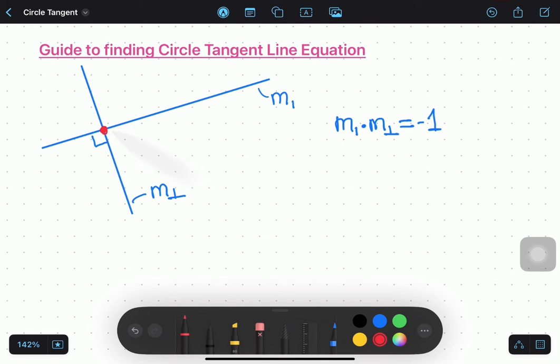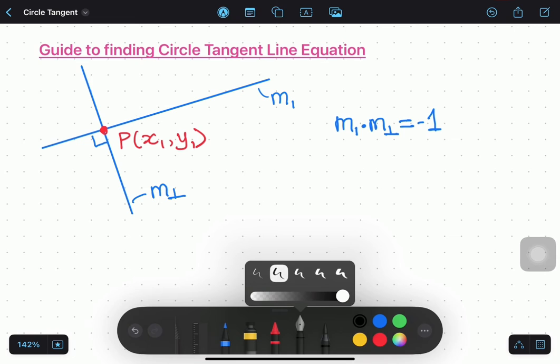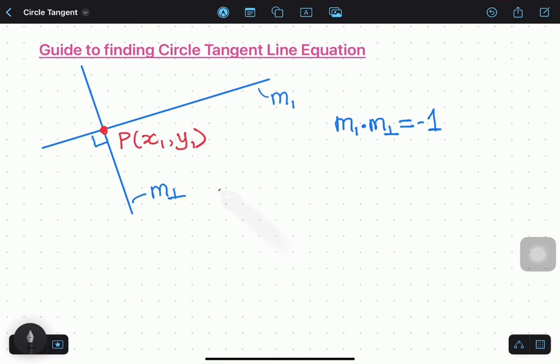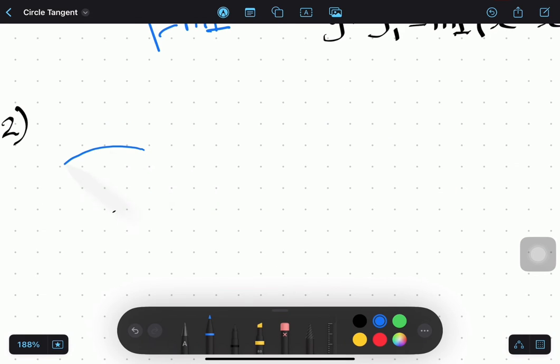And you can easily find out the equation for this m tangent if you know this point P, which is given to be x1, y1. You can recall the formula: y minus y1 equals m tangent times x subtract x1. This is the formula that you should know by now.